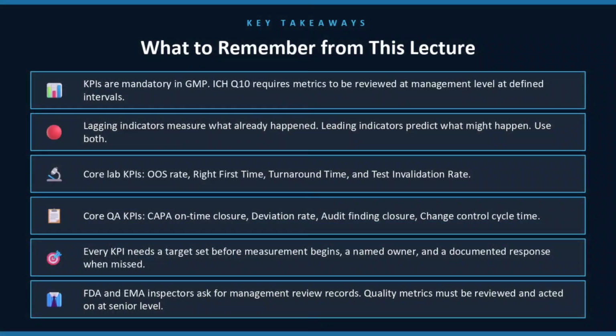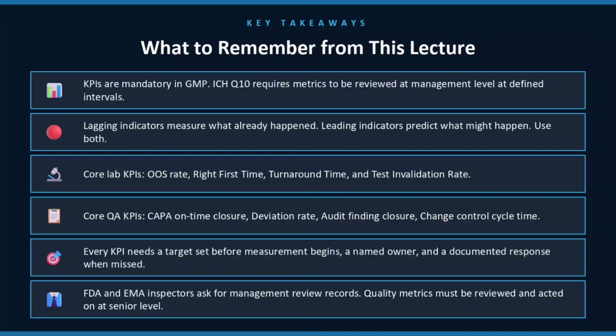Let us bring it all together. 6 things to remember from this lecture. Number 1. KPIs are a regulatory requirement in GMP. ICH Q10 requires management review of quality performance indicators. This is not a best practice. It is mandatory.